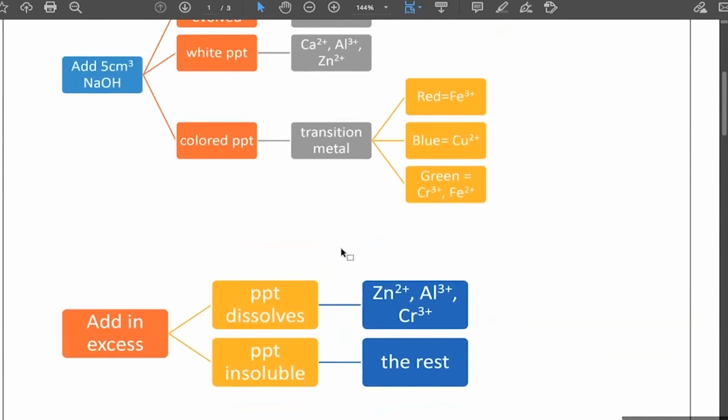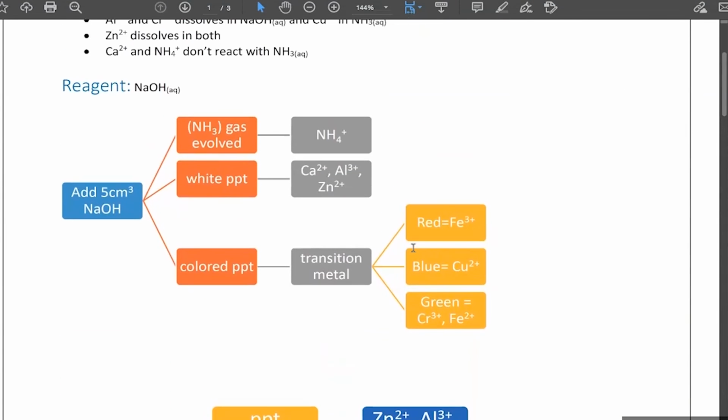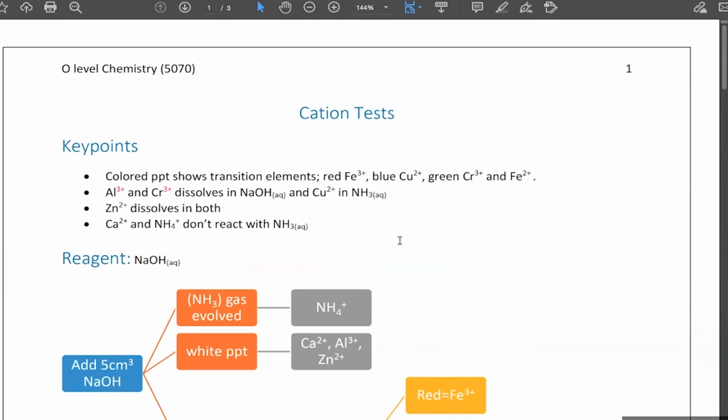So these are the cations. So we have 8 cations. The important points to remember. Number 1, transition metals always give colored precipitate. Iron 3, copper, chromium and iron 2 are the ones in our syllabus. Zinc is not a transition metal ion.